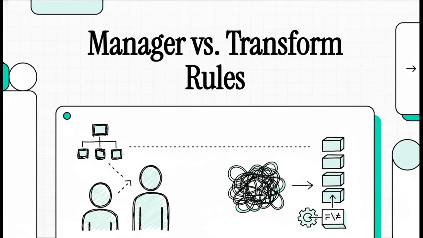Welcome! Today we're diving into two of SailPoint's secret weapons, tools that are super powerful but honestly pretty easy to mix up. We're talking about the manager correlation rule and the transform rule. If you've ever found yourself wrestling with messy identity data, this explainer is definitely for you.